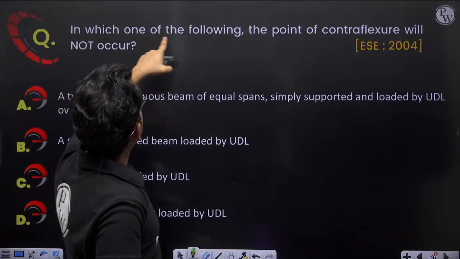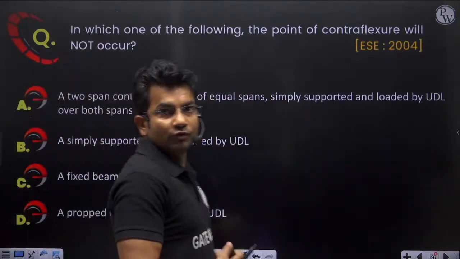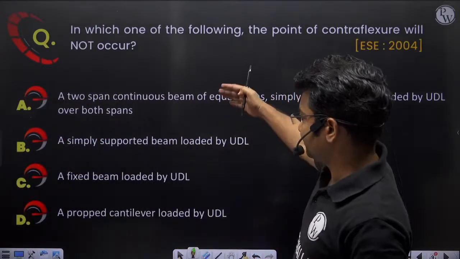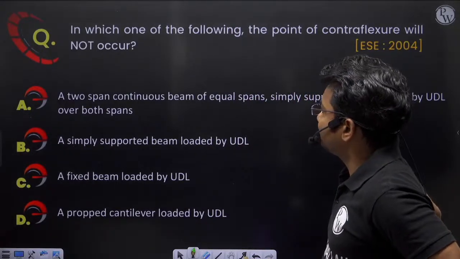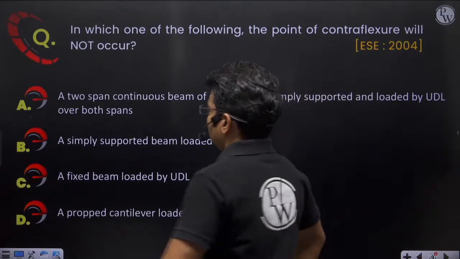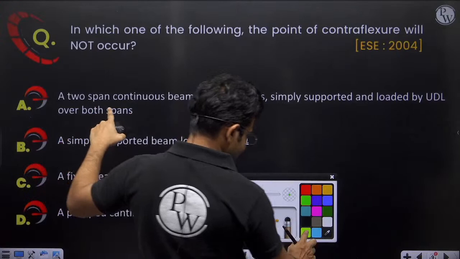In which one of the following will the point of contraflexure not occur? We are given some cases, options A, B, C, D. So in which of the following will the point of contraflexure not occur? Let us first draw this two span continuous beam.